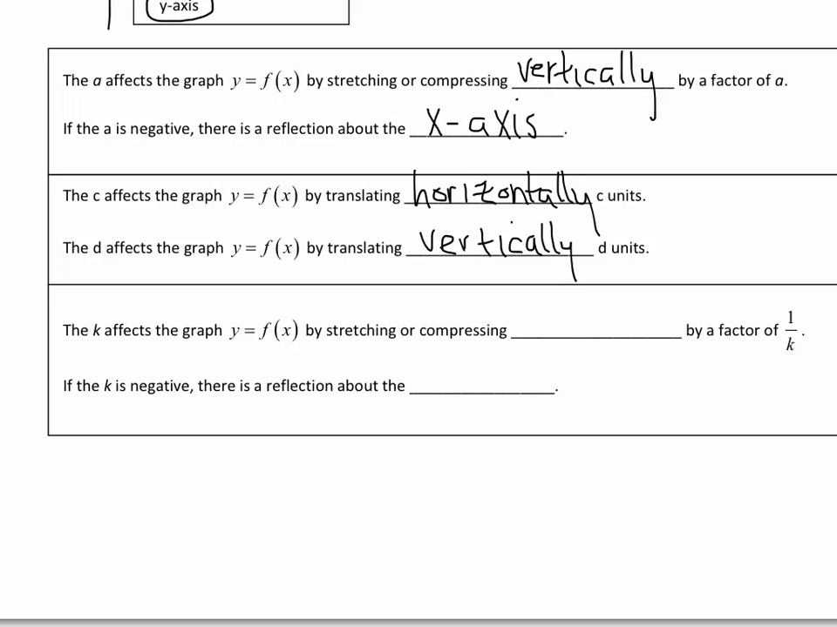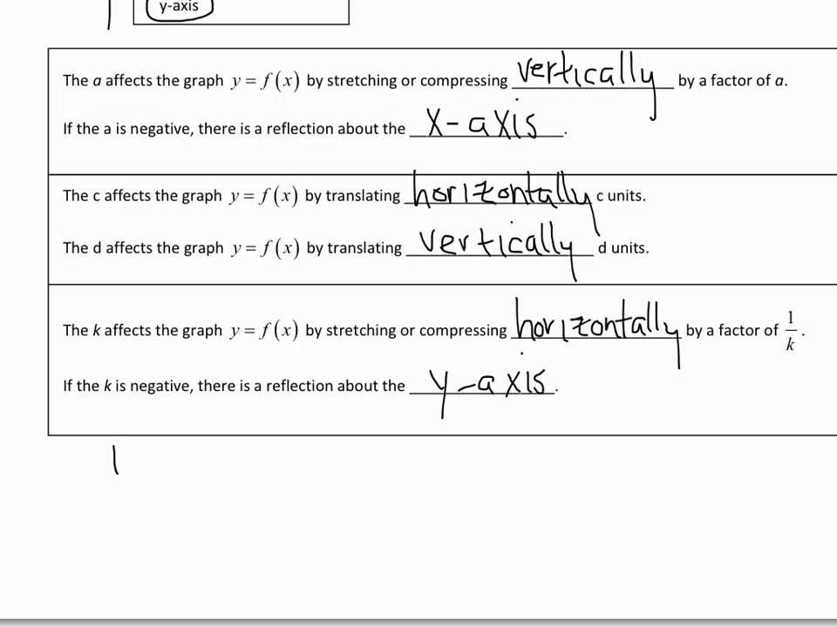The k value is going to affect the graph of f at x by stretching or compressing horizontally by a factor of 1 over k. If the k is negative, there's a reflection about the y-axis.